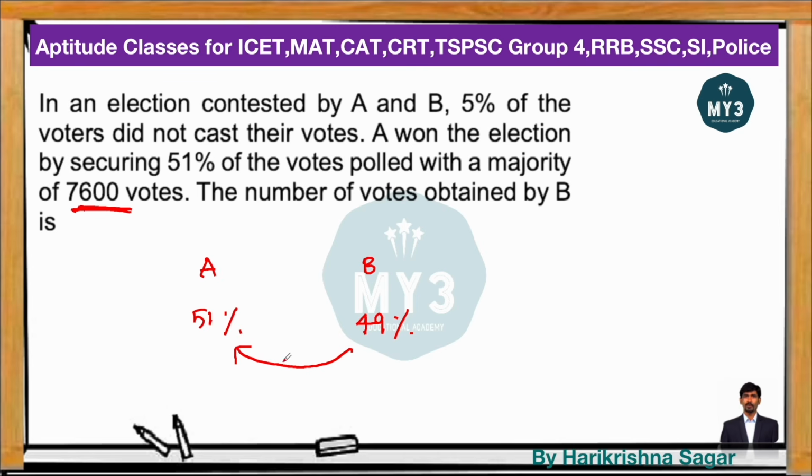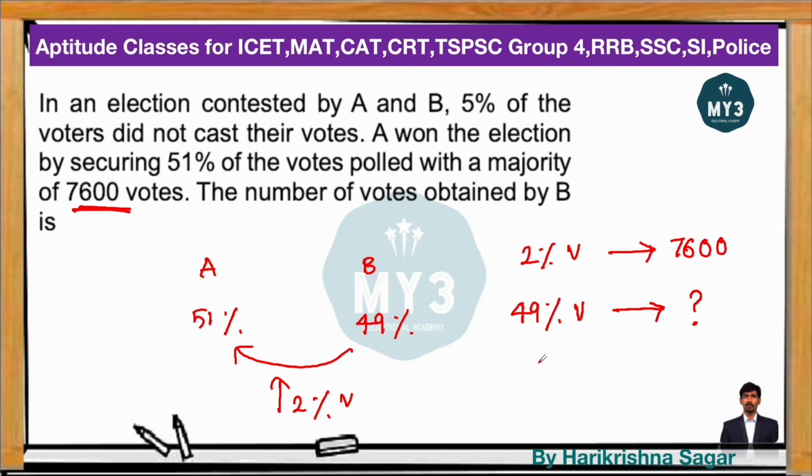What is the meaning of majority? Majority means the extra votes received. That means A is getting 2% of the votes extra. The 2% of the votes is clearly given as 7,600. Using this, they are asking the number of votes received by B. So B is getting how much? 49%. If 2% of the votes is equal to this, then 49% of the votes is equal to how much? So you can further simplify: 49 divided by 2 into 7,600.